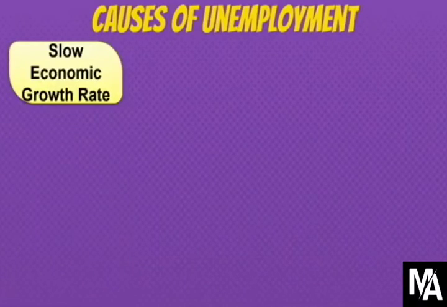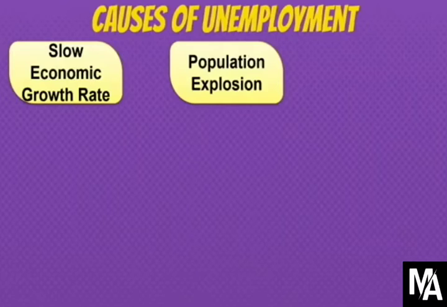So once again, a quick recap of the causes of unemployment in India. The first cause was slow economic growth rate, where all the three sectors, primary, secondary and tertiary, are growing very slowly. The second one was population explosion, more mouths to feed and more dependent population, which increases the pressure on the labor and workforce.